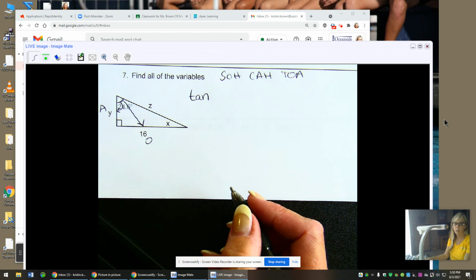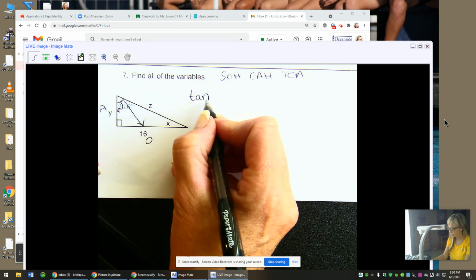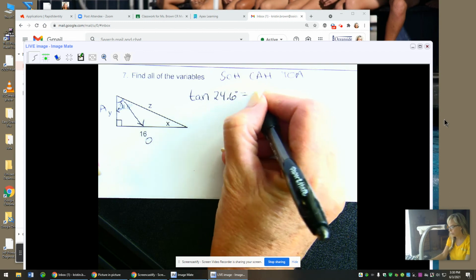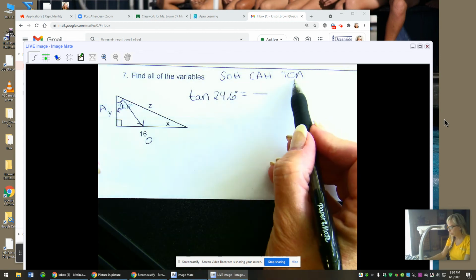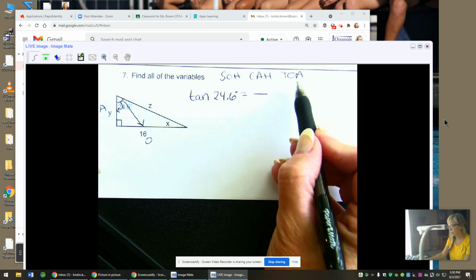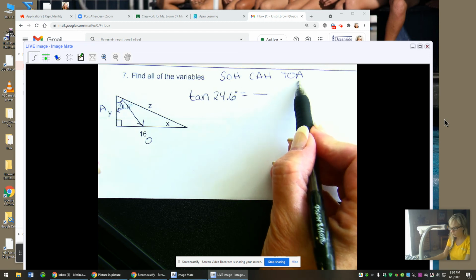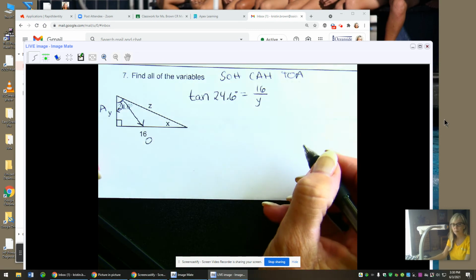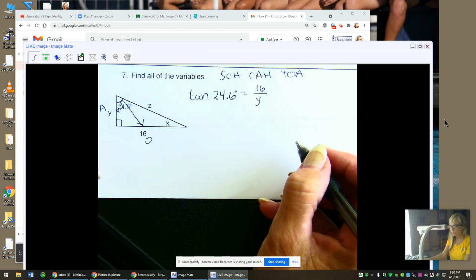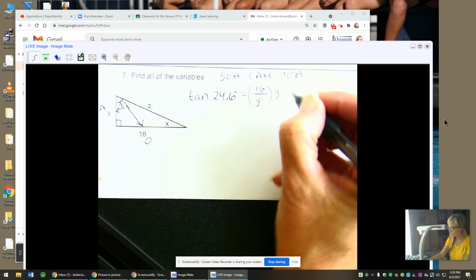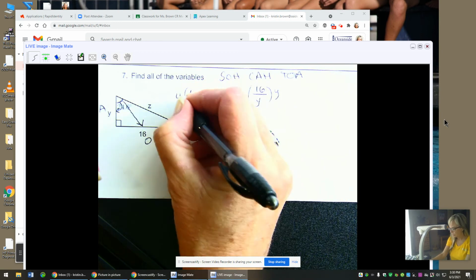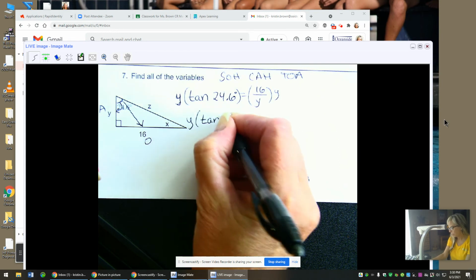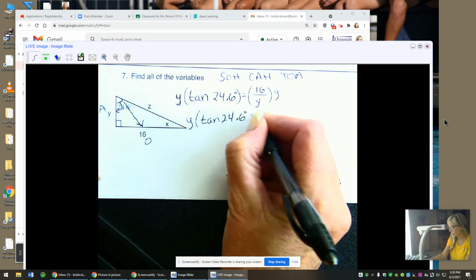To set up a trigonometric equation, it goes trig function times the angle, 24.6 degrees, is equal to the ratio. The ratio is, in SOHCAHTOA, we can see it is opposite over adjacent. So opposite was 16, adjacent was our variable we're looking for. And I told you to always multiply by the denominator first. And that's fine. It's a little bit not helpful yet because we don't get the variable by itself. And of course, that's the goal.